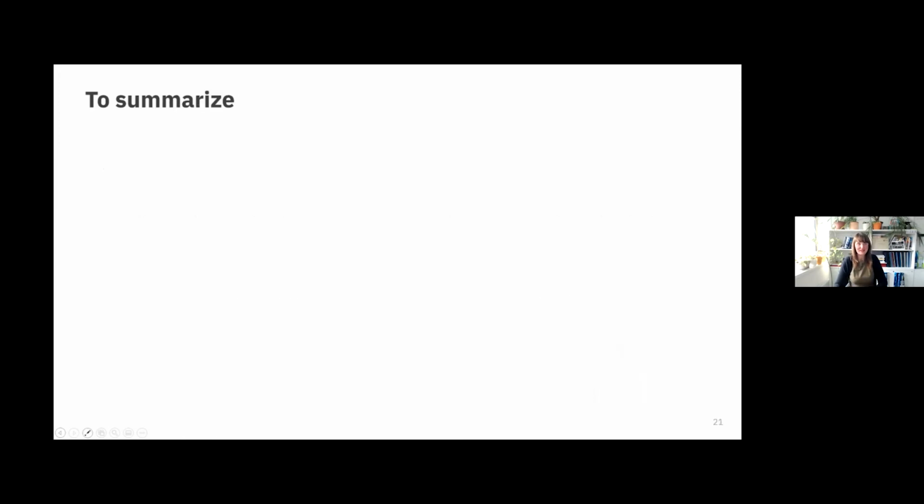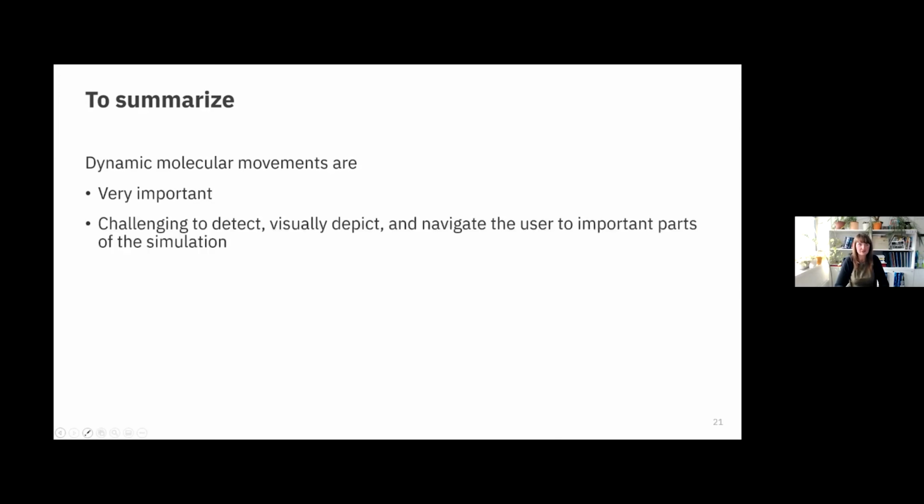So to summarize my talk, I hope that I managed to convince you that the dynamic molecular movements are important for the biochemist, and it's really meaningful to focus on them from the visualization point of view. That it's very challenging to detect, visually depict, and also navigate the user to these important parts of the simulation, which is really meaningful to observe in particular detail.